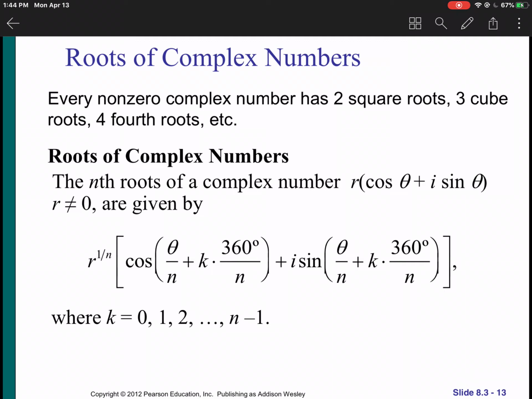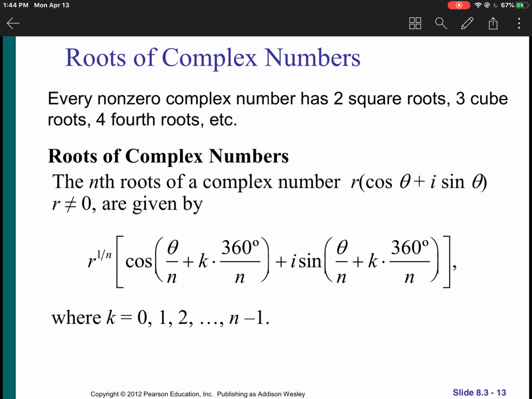Within the real number system, before we get to the complex numbers, just a quick review, refresh. Within the real number system, you talk about a square root of a number. We always say that there's 2 square roots of a number. There's a positive square root and there's a negative square root. So every positive number has 2 square roots.